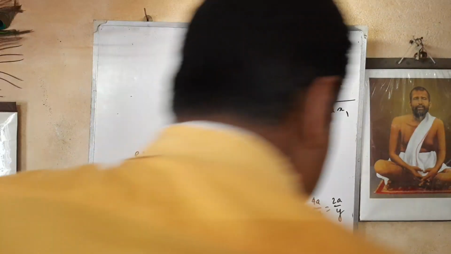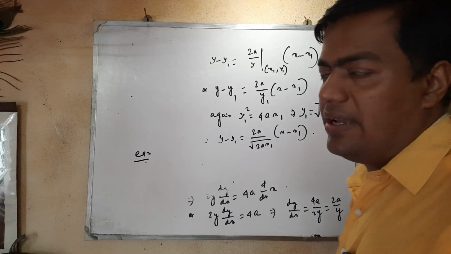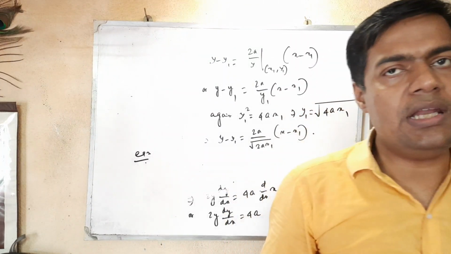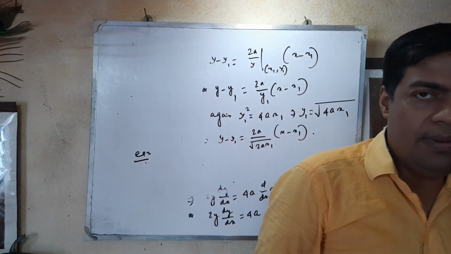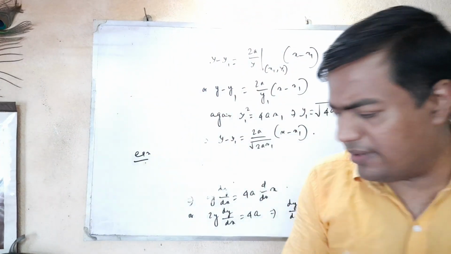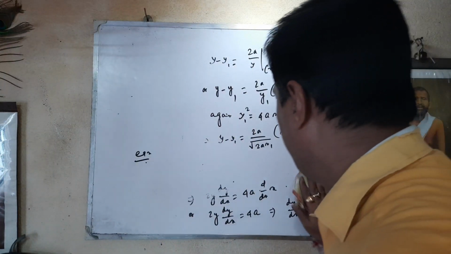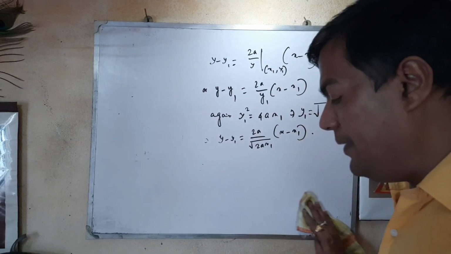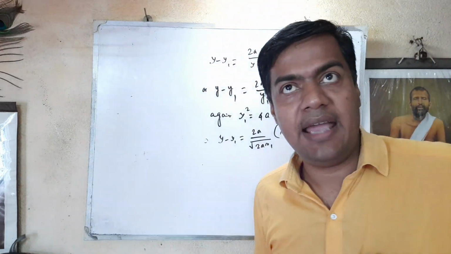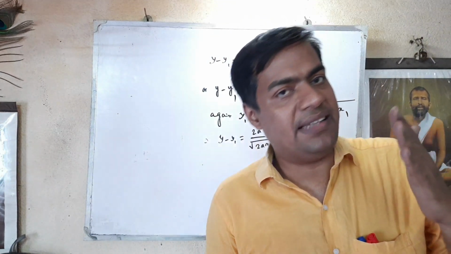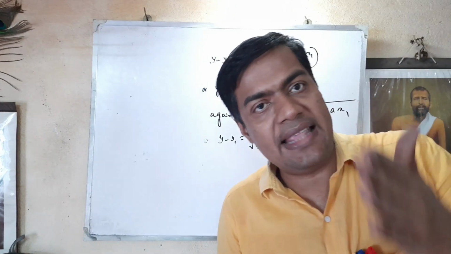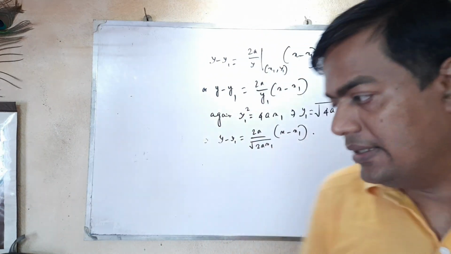Similarly, if I draw a tangent to a curve at any point, the corresponding normal to the curve at that point will be perpendicular to the tangent. I am again repeating, if I draw a tangent to a curve at any point, then the corresponding normal to the curve at that point will be perpendicular to the tangent drawn at that point.